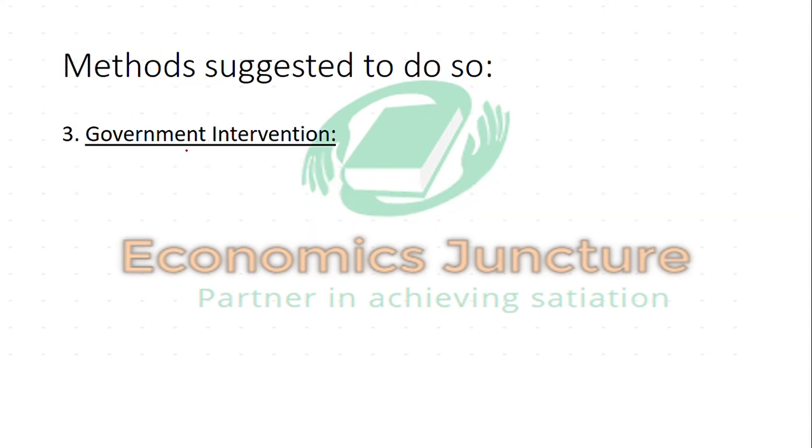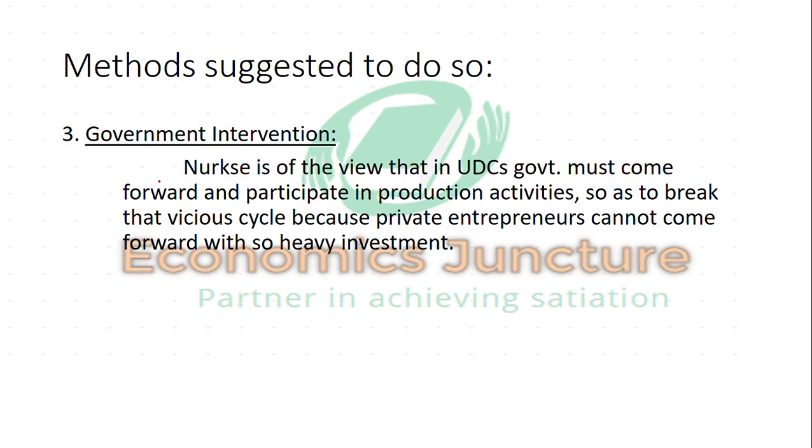Now, the third method which comes across is government intervention, which we have seen, how he suggested the government to intervene because the private sector does not have enough capacity, or even the motivation is lacking in underdeveloped countries. So in underdeveloped countries, the government must come forward and participate in production activities, so as to break the vicious cycle, because private entrepreneurs cannot come forward with so heavy investment, right?